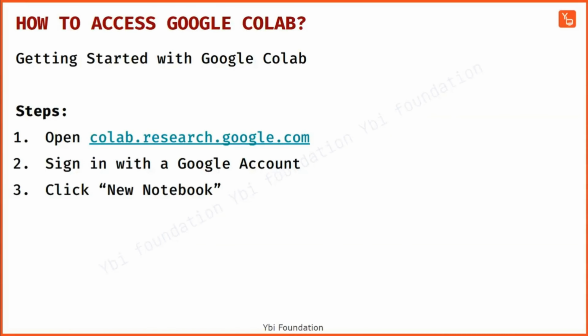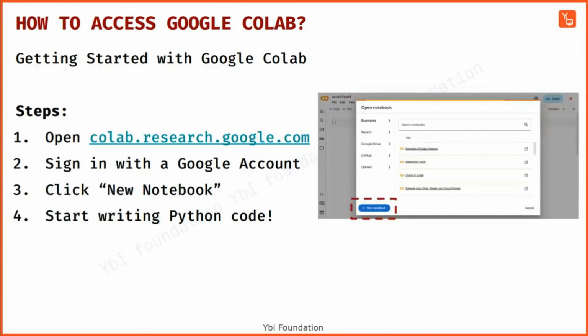Third, click on the new notebook option. This creates a new blank Google Colab notebook for you to use. Fourth, now after creating the new notebook, you can write your Python code in the newly created Colab notebook. So this is how you can do it. So the new notebook tab will help you to create a new notebook, and for this you have to go to colab.research.google.com.